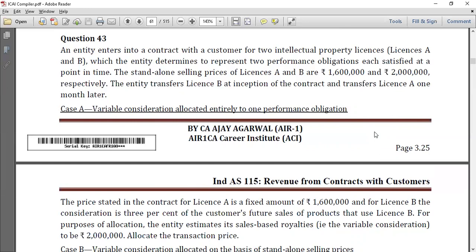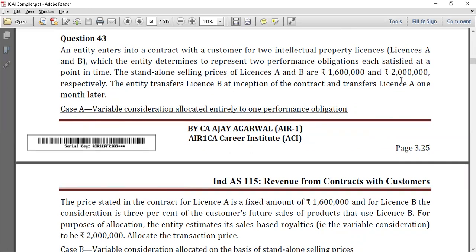Okay, license A is for 16 lakhs and license B is for 20 lakhs. Going forward, the entity is transferring license B at inception, at the very beginning, and license A will be transferred 1 month later.